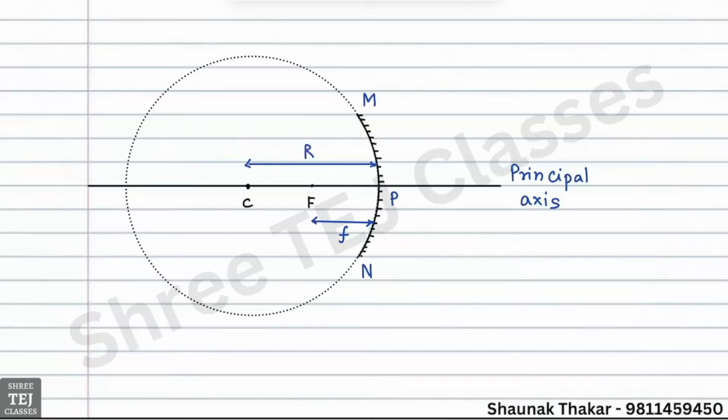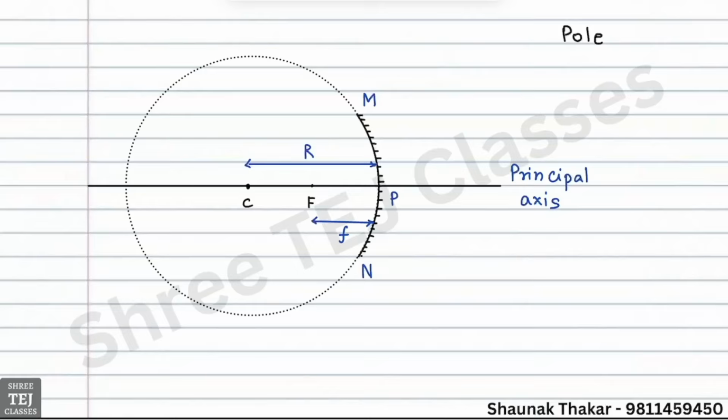We have marked various points on this mirror. Let us look at them one by one. MN represents the reflecting surface. The center of that reflecting surface, that is the center of the spherical mirror, is called the pole of the mirror, and it is denoted by the letter P. Now, this spherical mirror was initially part of a complete sphere.